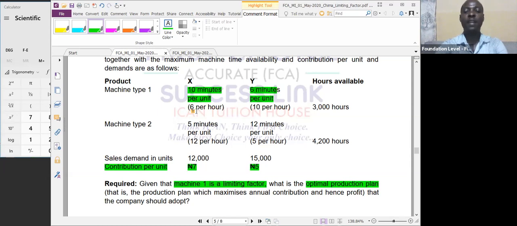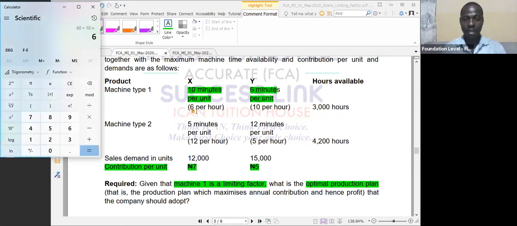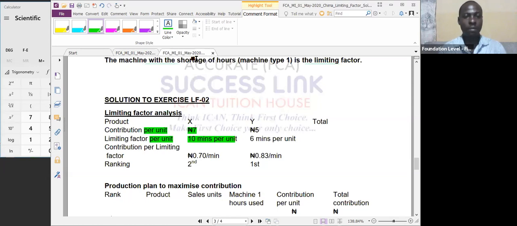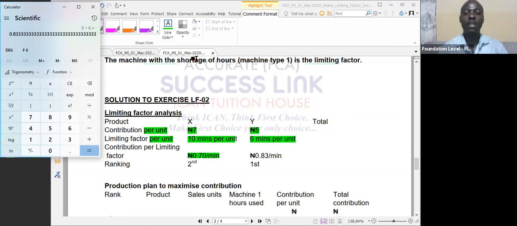Let's go to Y. We have 5 naira as the contribution per unit, and we are told that we are using units. When you divide 5 naira by 6, all you have is 0.83 naira per minute. So now you rank between 0.7 and 0.83. Which one is giving you a higher figure? 0.83 is giving you a higher figure. So you take this as your first priority. It means you have to stay with product Y and finish its demand before you move to product X.